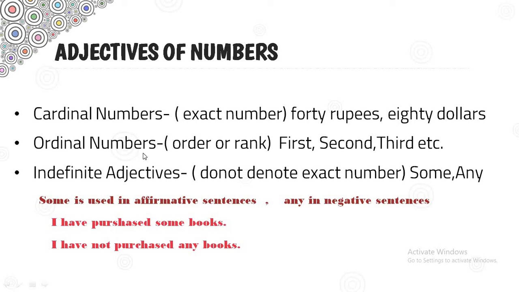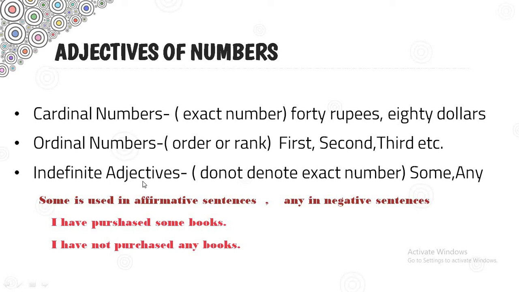Then ordinal numbers. Ordinal numbers refer to the order in which they stand, or the rank, as in first rank, second rank, third rank, first position, second position, third position. So when we talk about these ordinal numbers, we are basically referring to adjectives of number.